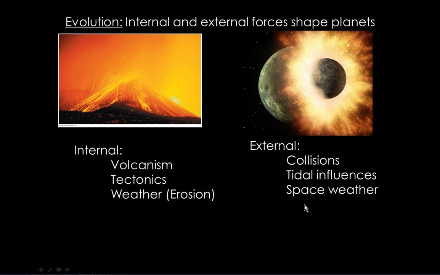And then finally, space weather. This would be like the solar wind coming by. And it turns out the solar wind in space weather is a really large influence in certain terrestrial planets' evolution. So this is the internal and the external influences, and there are more, but these six basically explain most of the change in the face and structure and appearance of the terrestrial planets.